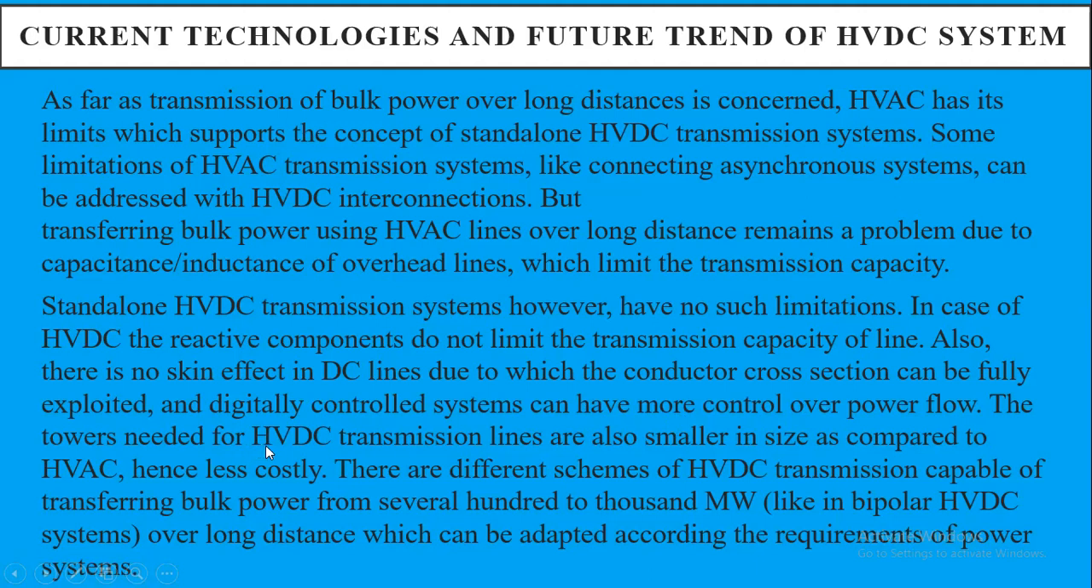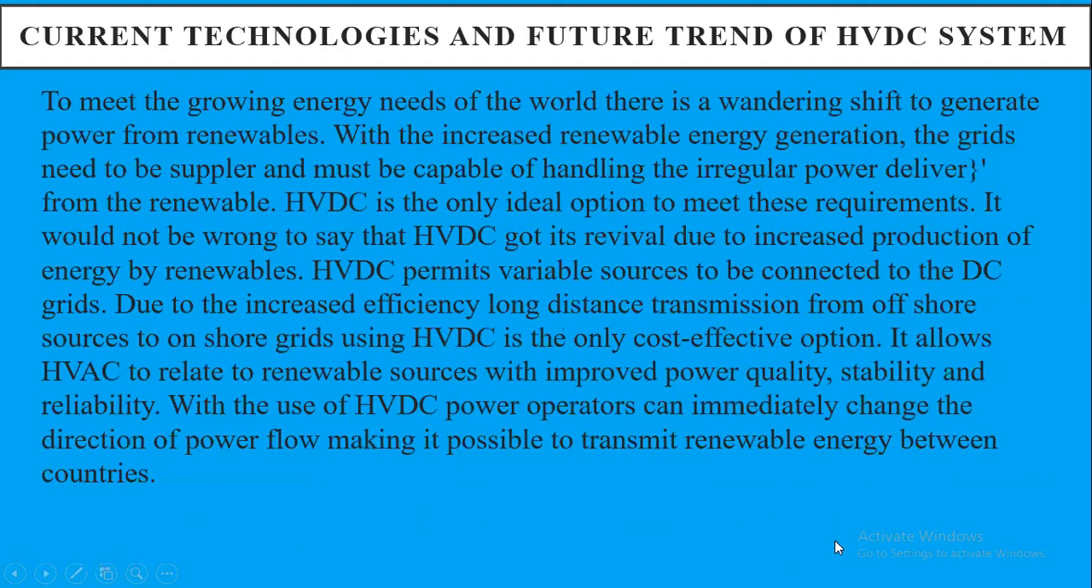The towers needed for HVDC transmission lines are also smaller in size as compared to HVAC, hence less costly. There are different schemes of HVDC transmission capable of transferring bulk power from several hundred to thousand megawatt, like the bipolar HVDC system already discussed in our previous session, or long distance schemes, which can be adapted according to requirements of power system as well.